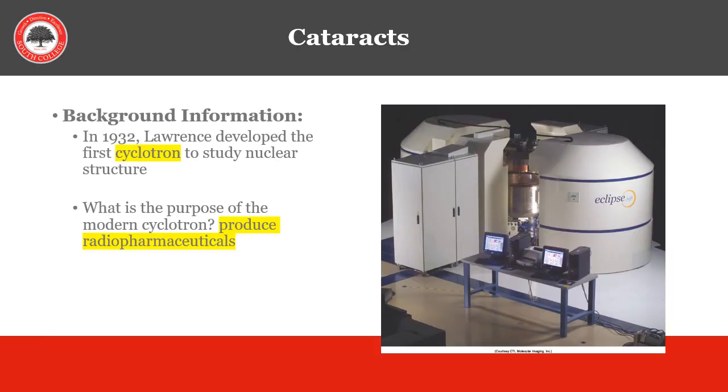So let's talk about cataracts. Cataracts are not a typical type thing. They're unusual. They actually follow deterministic. Some background information. We had a scientist by the name of E.O. Lawrence who developed the first cyclotron back in 1932. The purpose was, or intention was, to study nuclear structure. The cyclotron is used today to produce radiopharmaceuticals for nuclear medicine and for PET. So a very different purpose today.